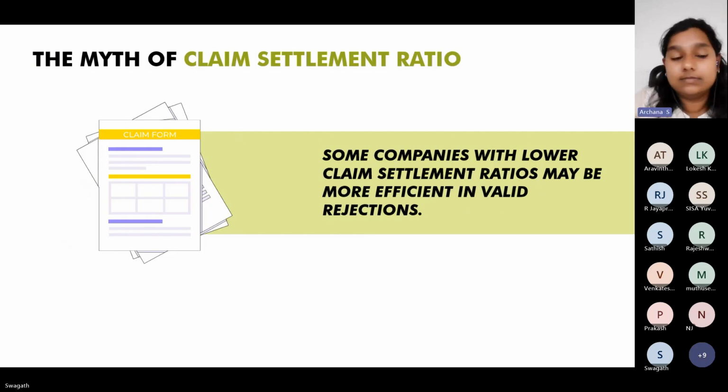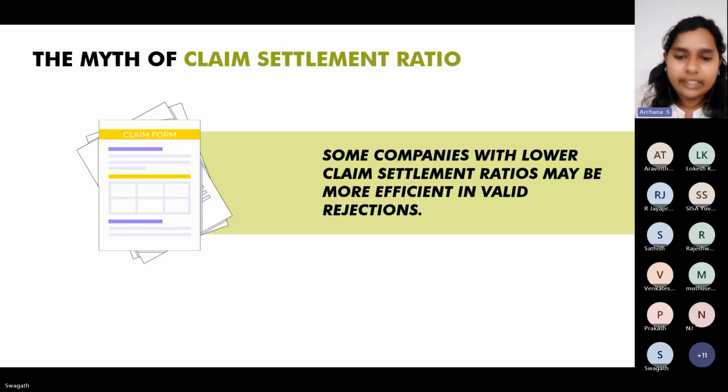So the fourth important one is the myth of the claim settlement ratio. When it comes to taking a policy, one of the important questions that everyone asks is the claim settlement ratio. If the company has a higher claim settlement ratio, why can't I go for it, right? But some companies with lower claim settlement ratios may be more efficient in valid rejections. So we should understand that claim settlement ratio is a very broad metric. It's not just about how many claims are getting approved, right?